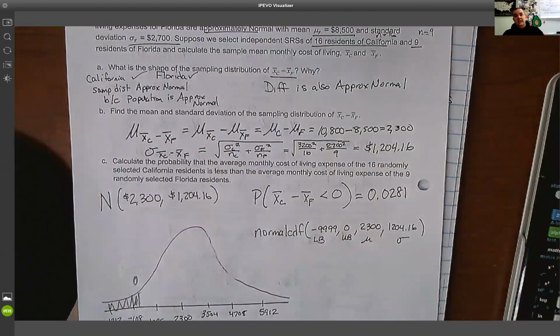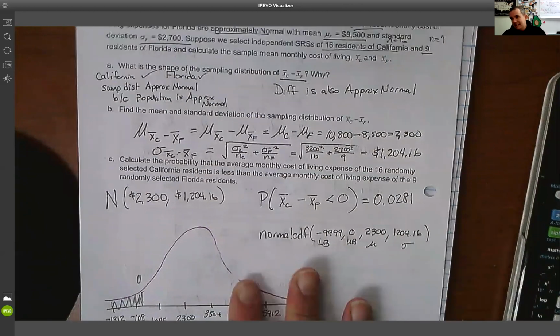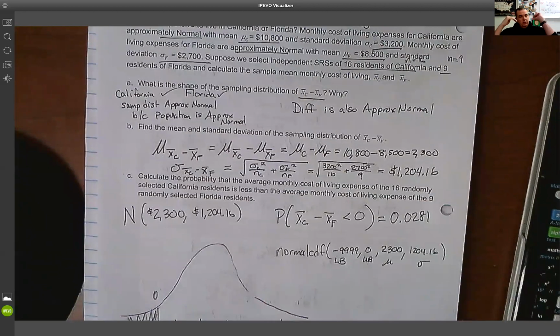So going back to what I always ask, I would be surprised if I took a random sample of 16 Californians and 9 Floridians, figured out their living expenses, and it was more expensive to live in Florida than it was in California. So this is kind of like the process. You're going to have to go through and check your random for your center, your independent for your spread, and the normal idea, the two things, the population or the sample size, for your shape. And then you'll get a curve and you'll be able to answer any questions that come from that. Hopefully that helps.